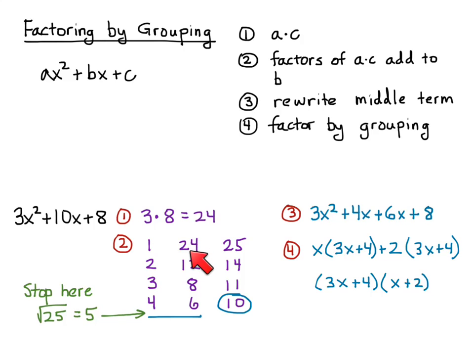Now, most people don't like to make up this little table here because it's a lot of writing, and you can do that in your brain. You can think, okay, what adds up to 10 that multiplies to 24, and maybe 4 and 6 jump out at you, as 4 times 6 is 24, 4 plus 6 is 10. Then just go ahead and rewrite it like this, and then factor by grouping, and you're guaranteed to get to the right numbers there.